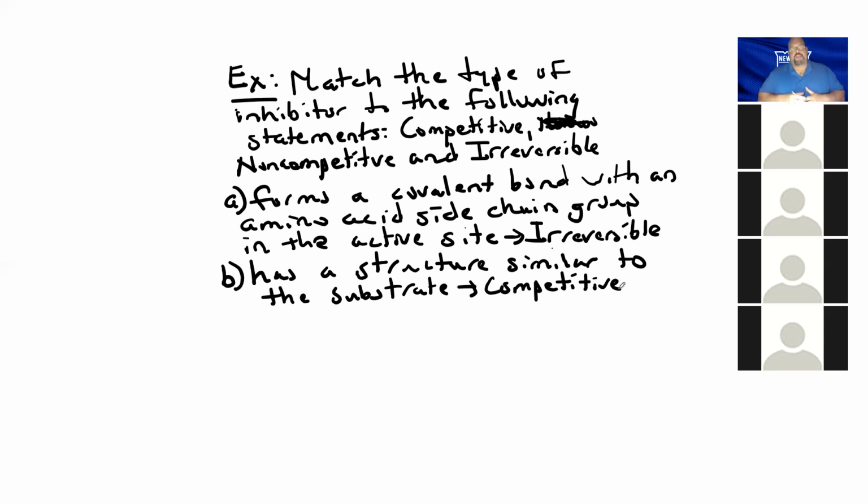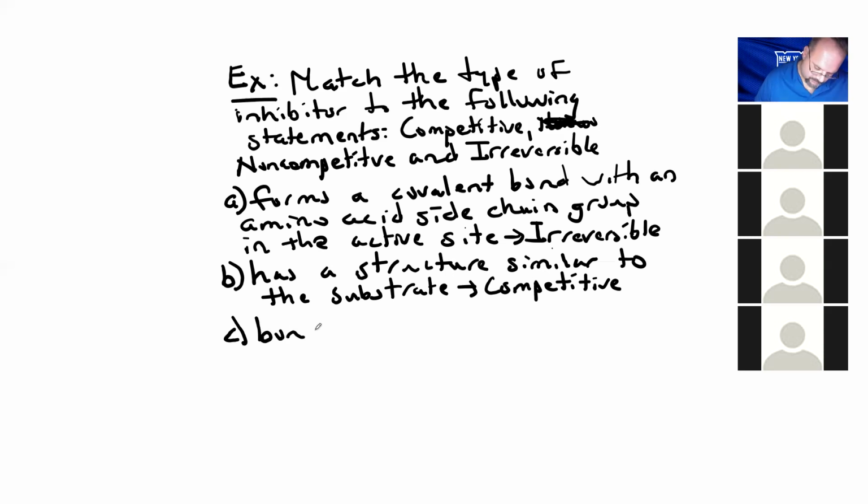Remember, competitive inhibition is a race between the substrate and the inhibitor for the active site. Because their structures are so similar that the active site on the enzyme recognizes both. And if the inhibitor is in the active site on the enzyme, the substrate cannot occupy the active site on the enzyme. So this statement refers to competitive inhibition.